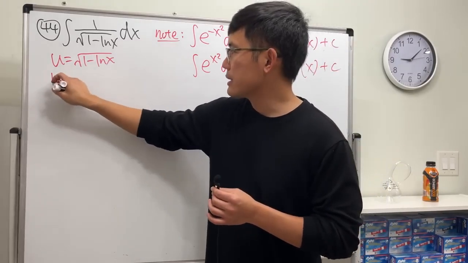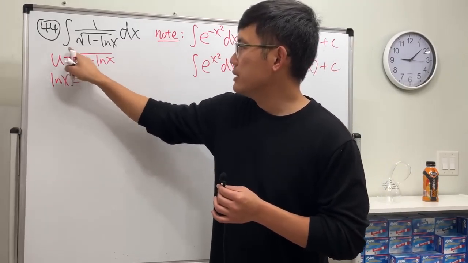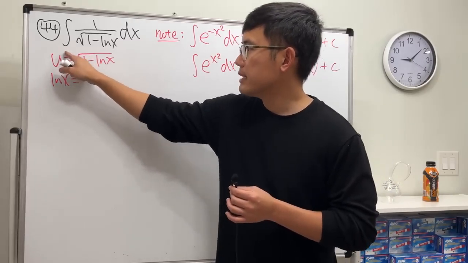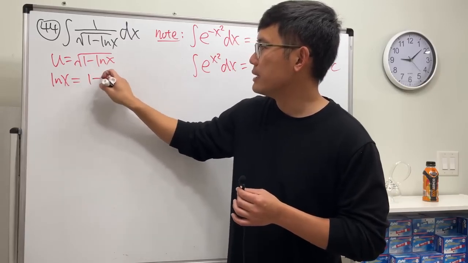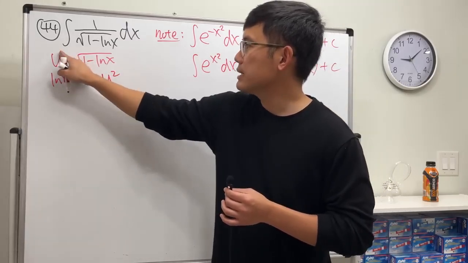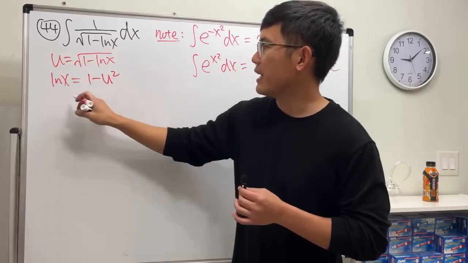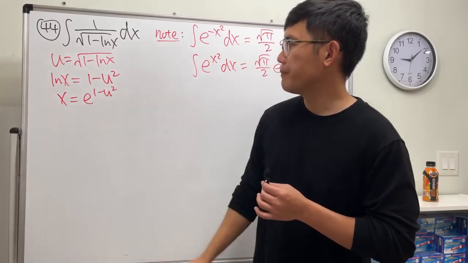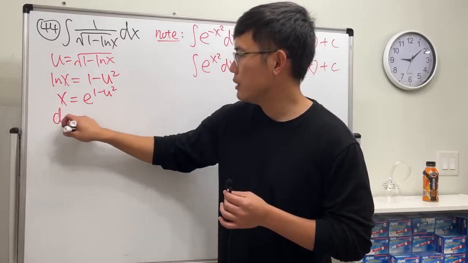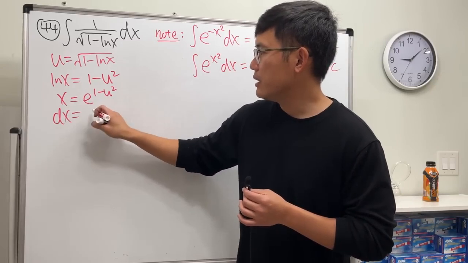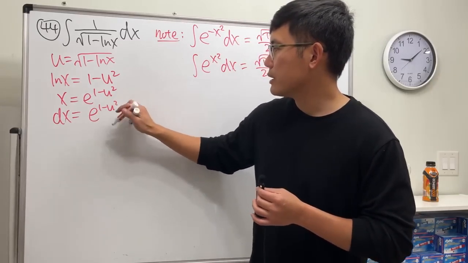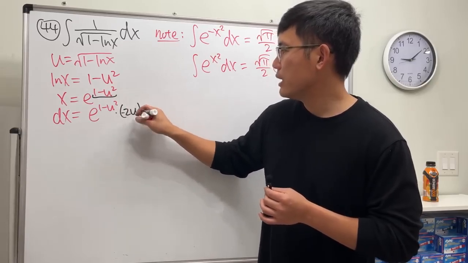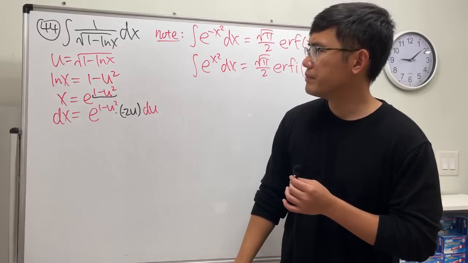Okay, to get ln x, square this and then put a 1. I square both sides, so it will be 1 minus u squared. Then x is equal to e to the 1 minus u squared du. So dx will be e to the 1 minus u squared times the derivative of that because of the chain rule, so negative 2u and then du.